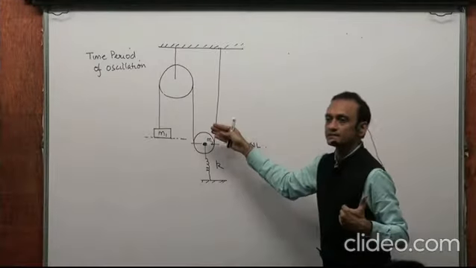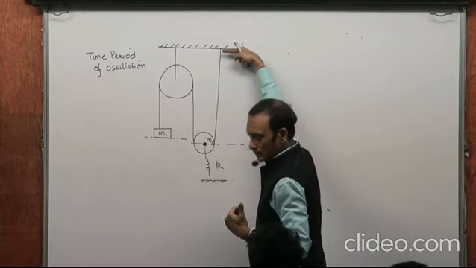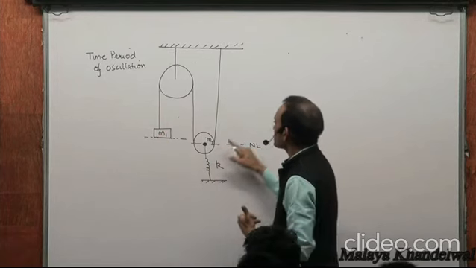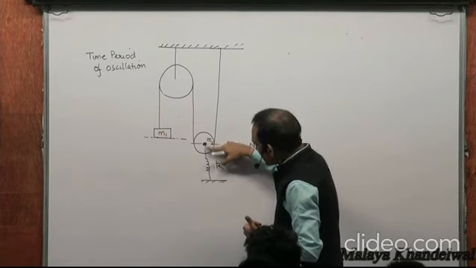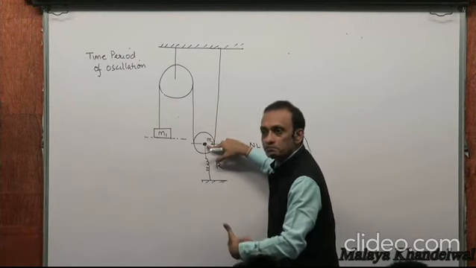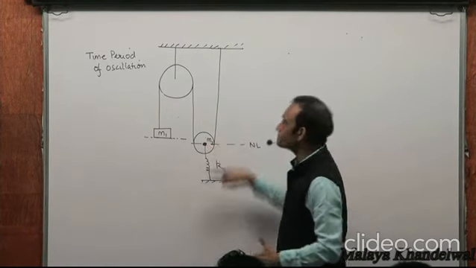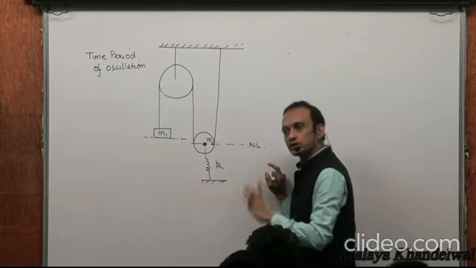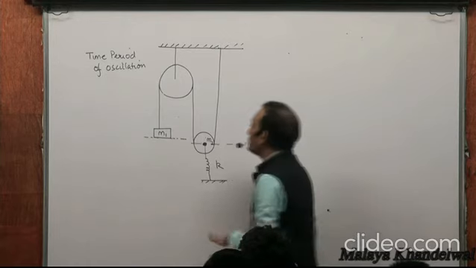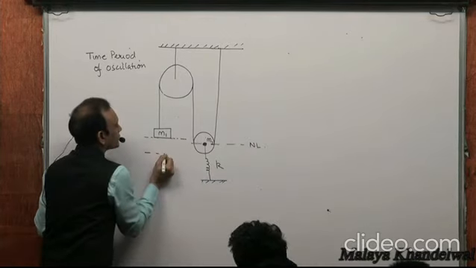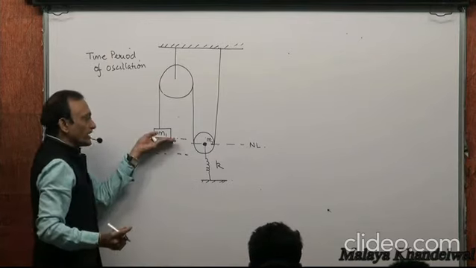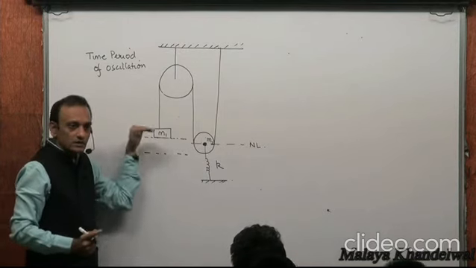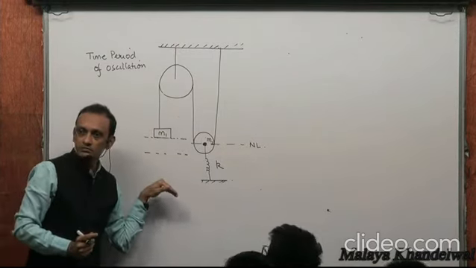A pair of pulleys, and this is a light inextensible thread with a mass m1 attached at one end of the string, right? There is another mass m2 connected at the end of the spring, which is integral with the pulley. Let's say this is the natural length of the spring, okay? And the mass m1, I'm just holding it here. And I release it, right? The mass m1 will descend down.